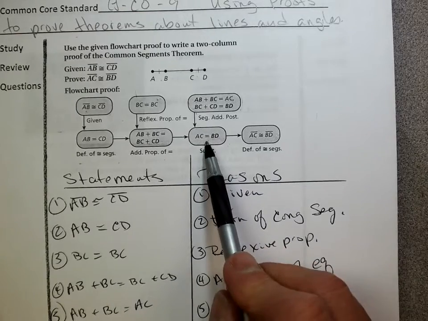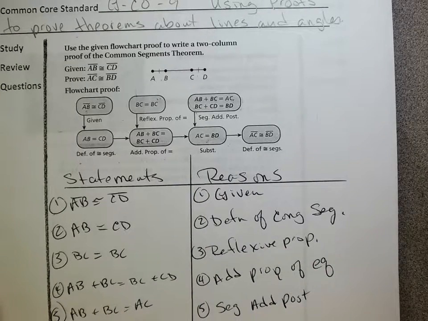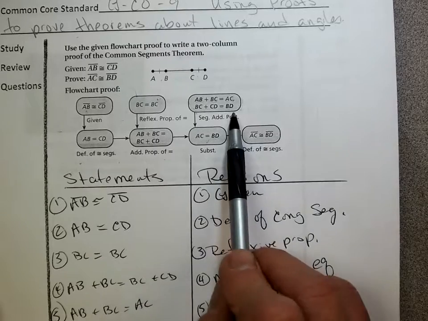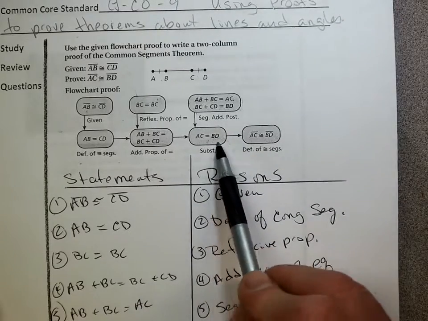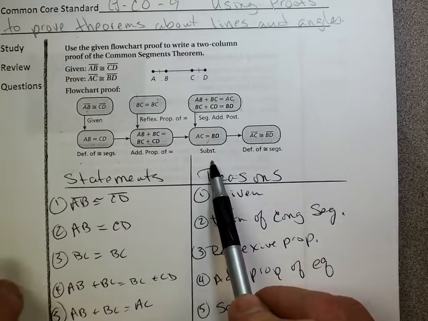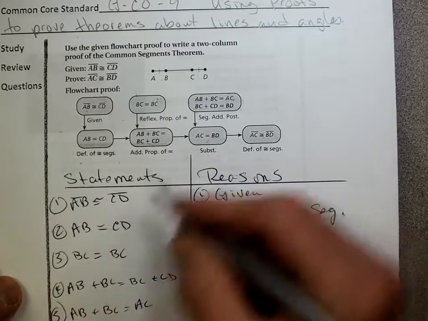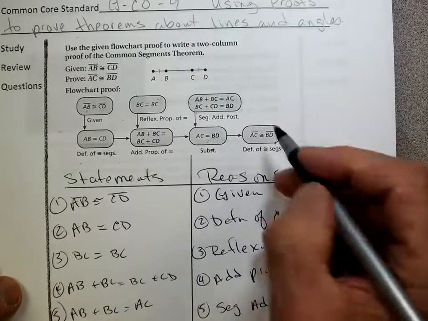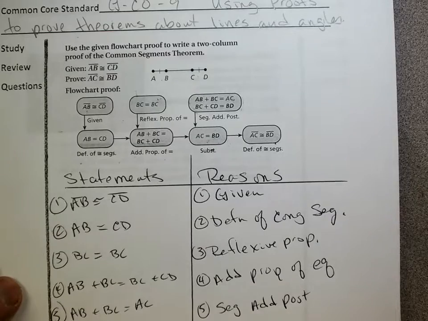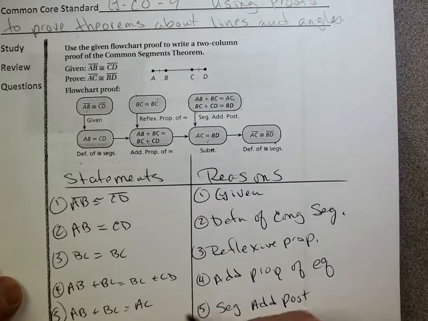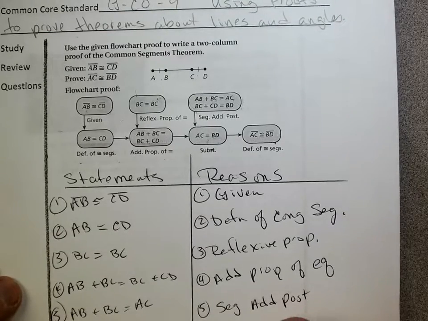Then they're going to do a substitution because they are basically saying the same thing. So we're going to say that this is equal to this. AC is equal to BD, and they say this by substitution. See how the flow chart goes to here, and then we'll have it done in a second. AC is equal to BD, and that's substitution.